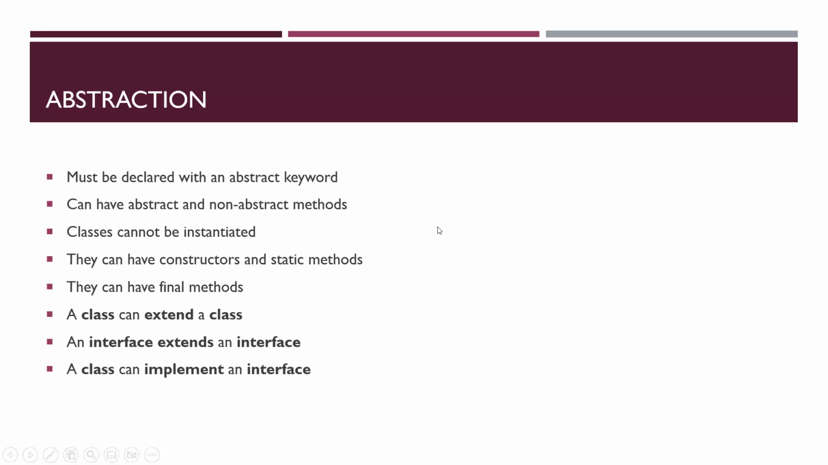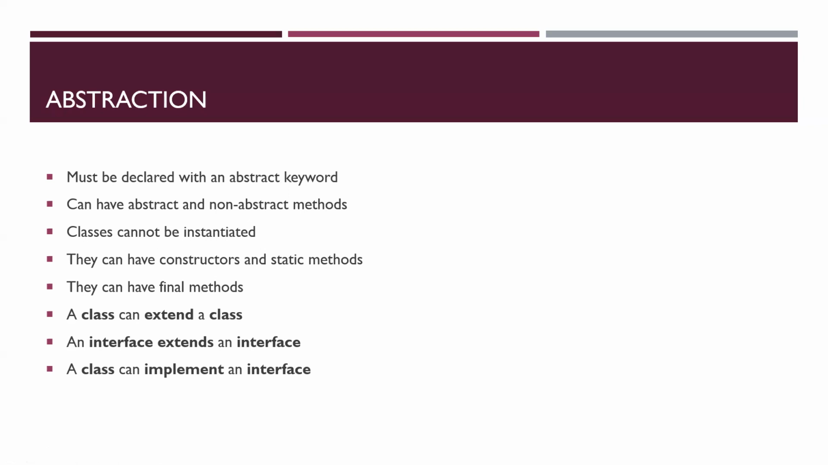These are a few rules. When you're writing an abstract class, it must be declared using the abstract keyword. Whenever you write abstract, that keyword will be in bold in your IDE. It can have abstract and non-abstract methods. Abstract classes can have abstract methods as well as non-abstract methods. What is abstract and non-abstract, we are going to discuss in detail. And these classes cannot be instantiated.